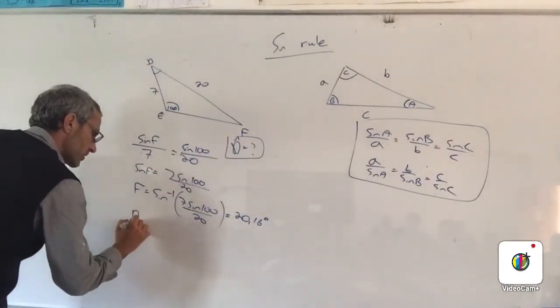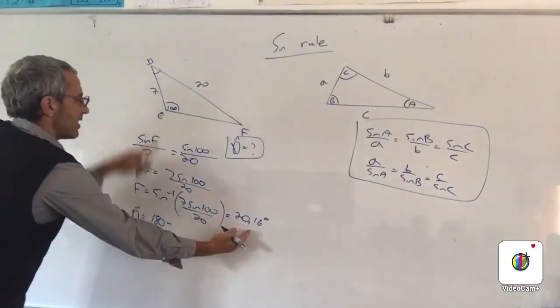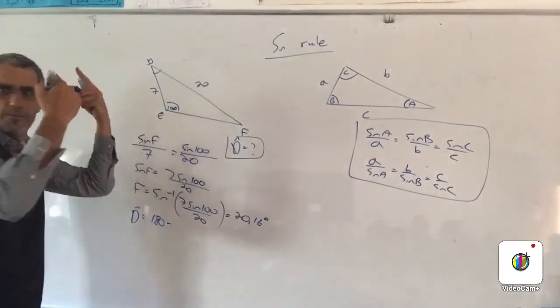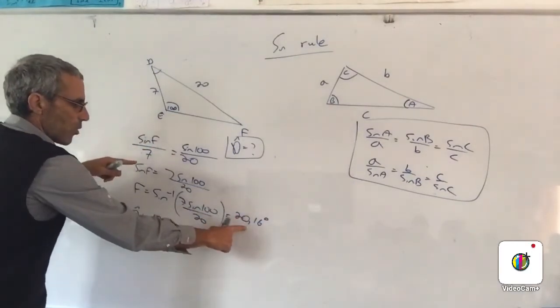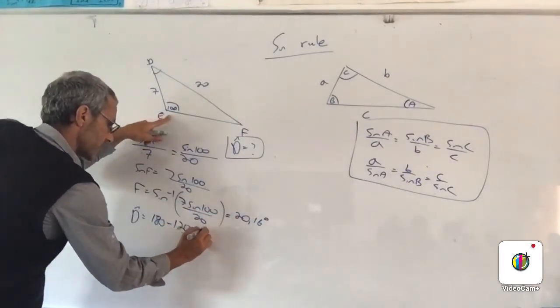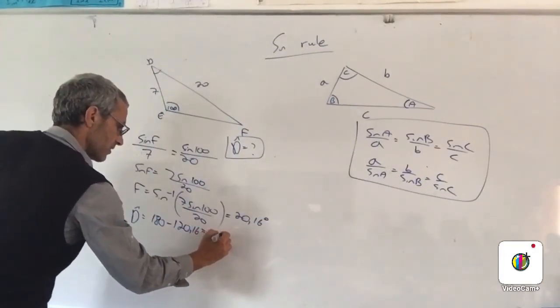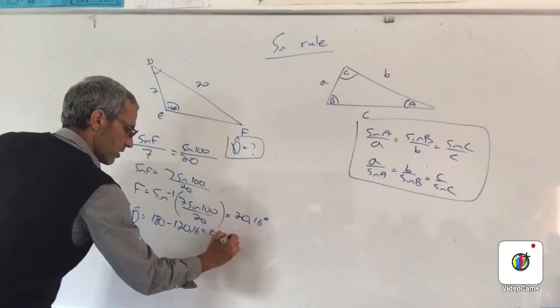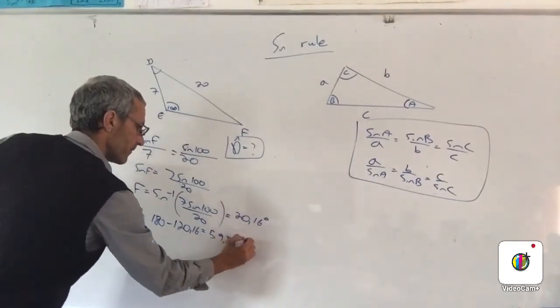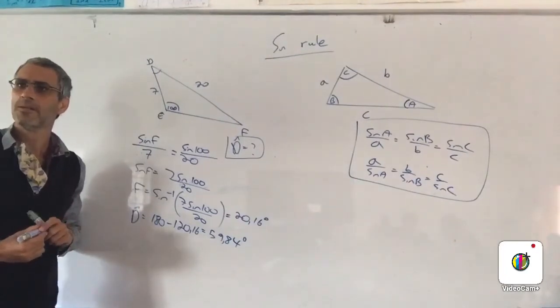So just like you guys said, to get D, I'm going to do 180 minus, and I'll add these two together. I can do it in my head. 20.16 plus 100 is 120.16, and I should get 59.84 degrees. Okay, we're happy with that, guys, right?